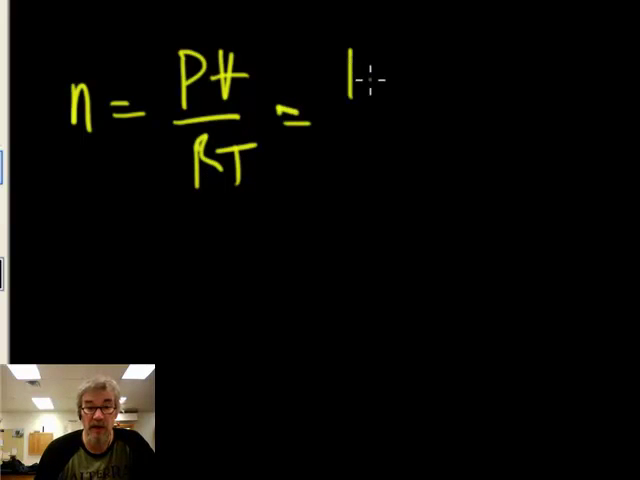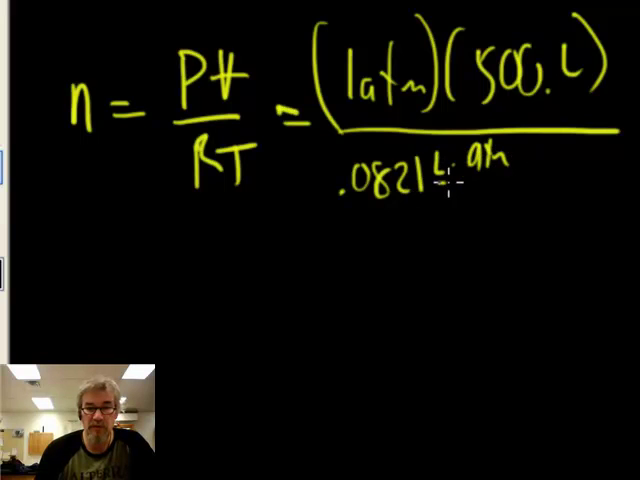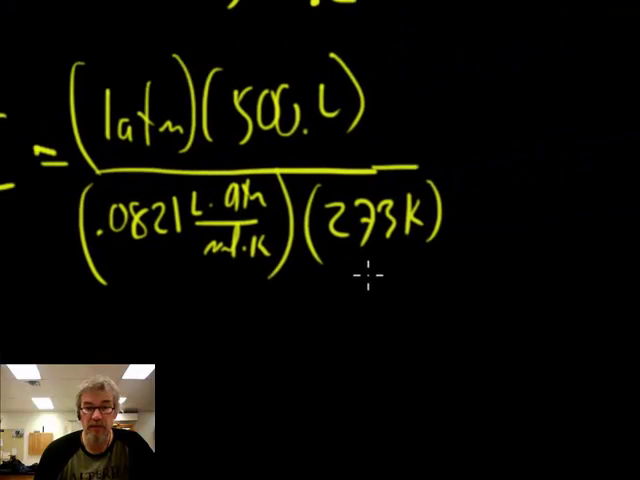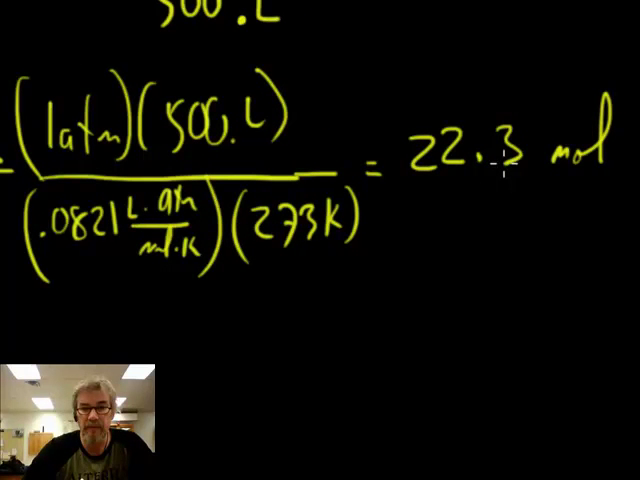So I can plug in my pressure. It said my pressure is standard pressure, 1 atmosphere. The volume is 500 liters. That's given to me. R is always 0.0821 liter atmospheres per mole Kelvin. And the temperature is standard temperature, which is 273 kelvins. The only unit left here is moles, when the liters, atmospheres, and kelvins drop out of the equation. If you do your calculation, you find out that it's 22.3 moles.